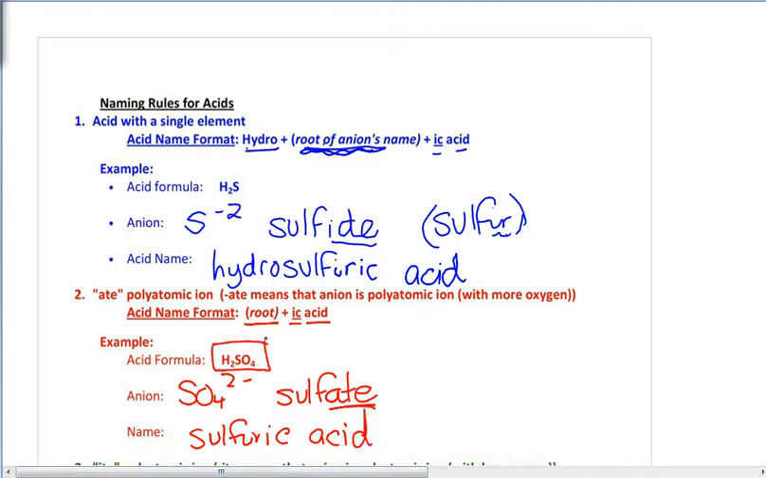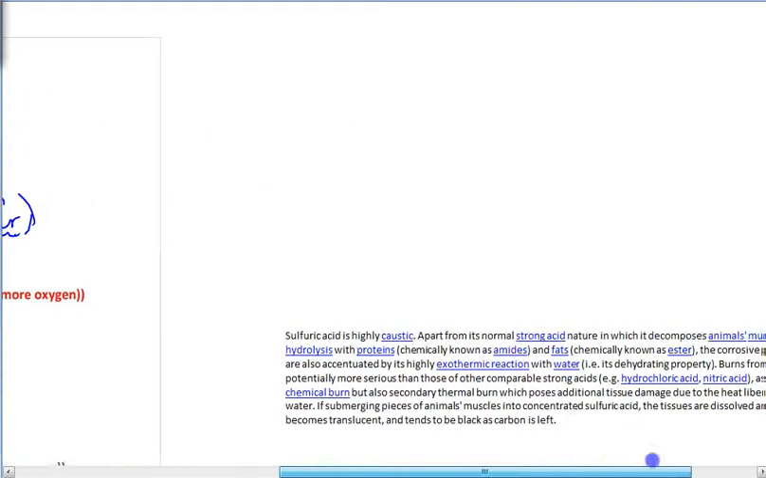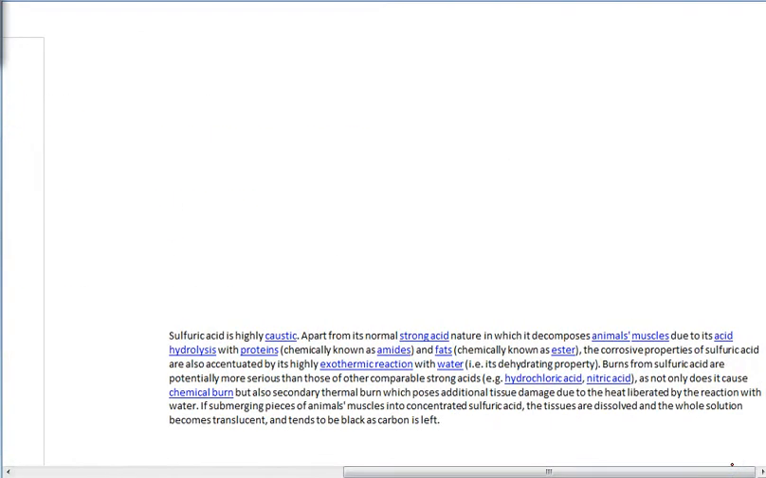Hey, do you recognize the H2SO4? That's what Johnny drank that killed him. And here's why. I did a little research on sulfuric acid. It is highly caustic. It has a strong acid nature. It decomposes muscles. Yum. And it will decompose fats as well.